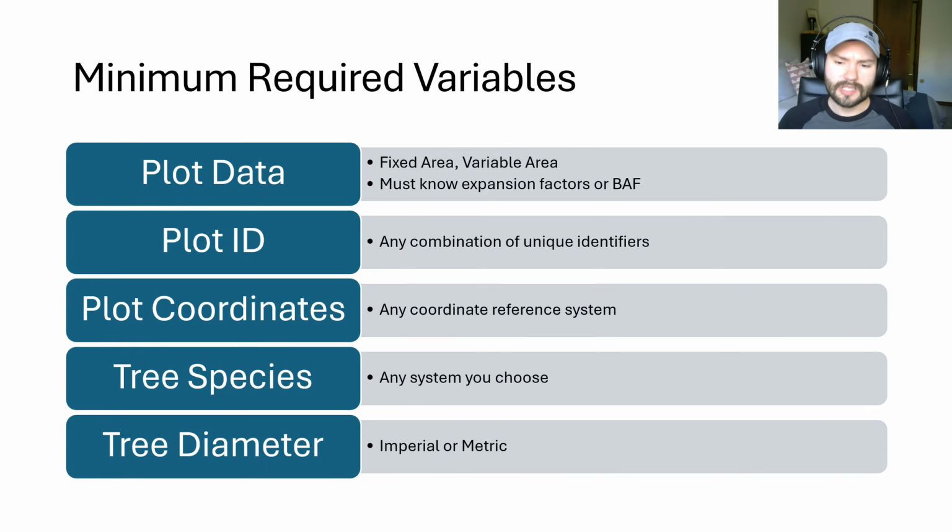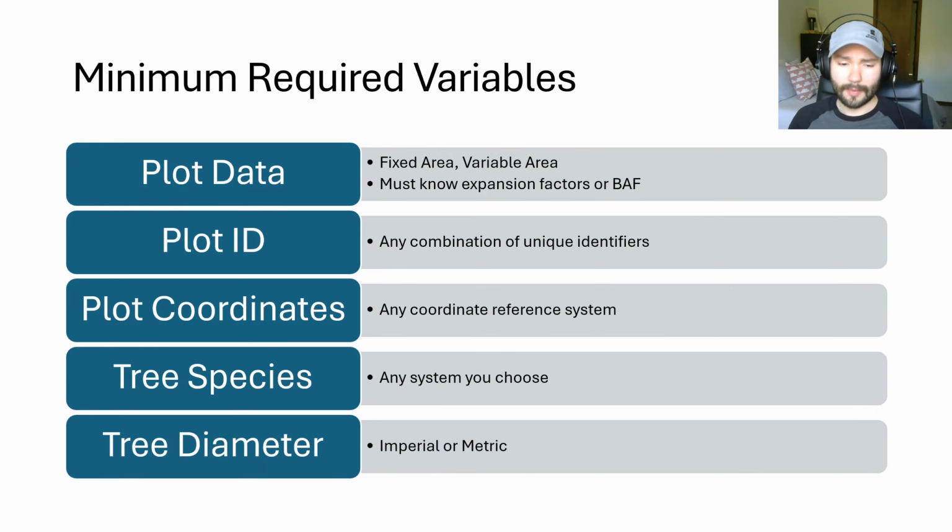You also need to know the tree species in any system that you choose. You can use FIA codes, or you can use your own codes, numbers, letters, whatever you want, to identify your tree species. Just be consistent, so that every tree species doesn't have a different code or a different system. Just be consistent in how you upload it and how you work with your data. You should be just fine with any system you choose.